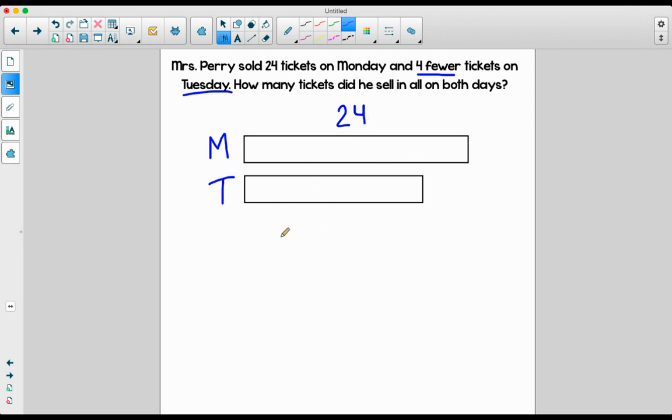And it doesn't tell me anything about Tuesday. It doesn't tell me how many were sold on Tuesday. But I do know there's 4 fewer. And if you remember from my first video about part whole and the bar graphs, when we show 4 fewer, I do the little frowny face guy because he's missing 4 fewer. And if this one has 4 fewer, it means that this one has 4 extra.